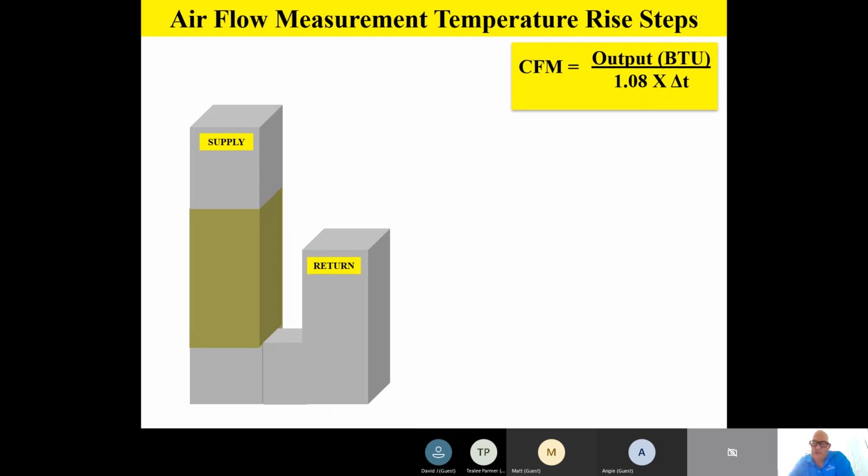Now, by the way, that 1.08 is a mathematical constant for standard air at sea level up to about 2,000 feet. That number changes very, very slightly at higher altitude. But for all practical field purposes, most anywhere in the United States, if you just remember that 1.08 is a mathematical constant for air, sensible heat rise on standard air, that's going to get you out of trouble. It's going to allow you to get real close with your CFM calculation.